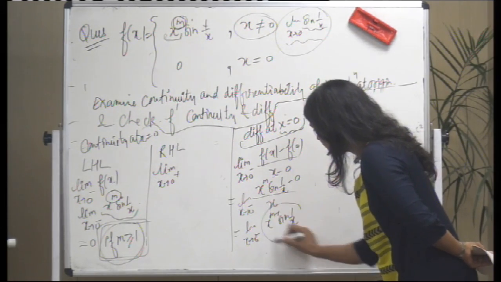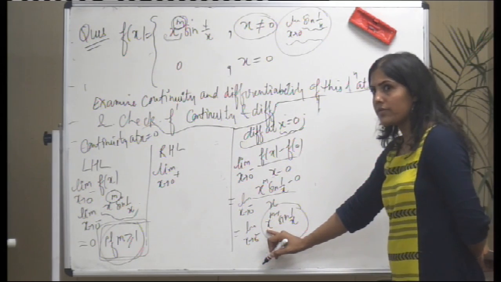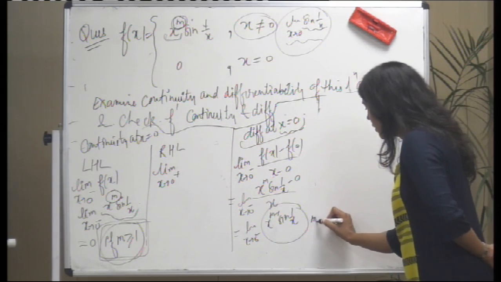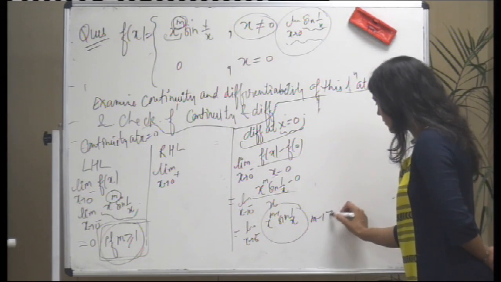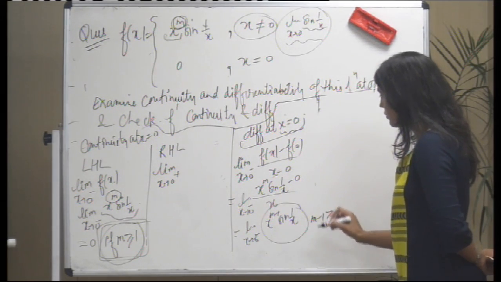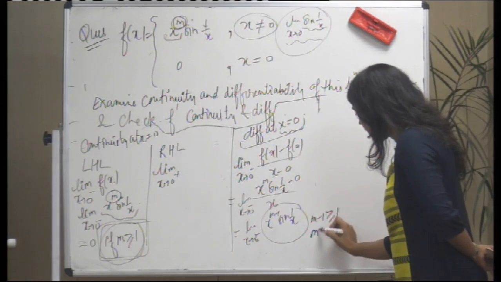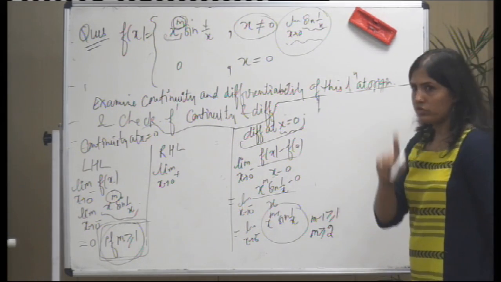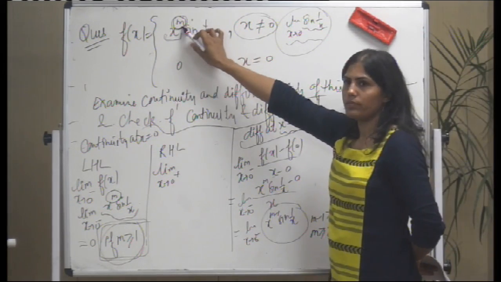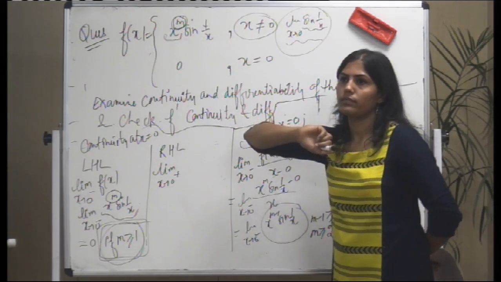Now you can easily answer. For differentiability, this should be at least x to the power 1, you need. So it means m minus 1 should be at least 1. This limit will exist if and only if m minus 1 is greater than or equal to 1. So it means m is greater than or equal to 2. So for differentiability, it should be 2 and more than 2. For continuity, x^1 will work. Okay.